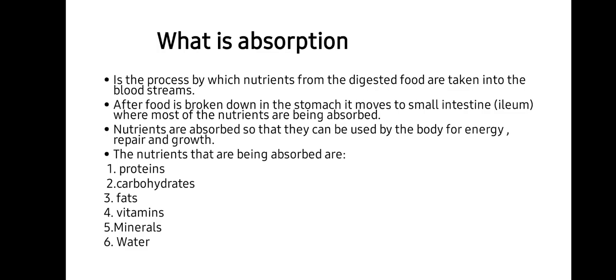After food is broken down in the stomach, it moves to the small intestine where most of the nutrients are absorbed. Nutrients are absorbed so that they can be used by the body for energy, repair, and growth. The nutrients that are absorbed are proteins, carbohydrates, fats, vitamins, minerals, and water.